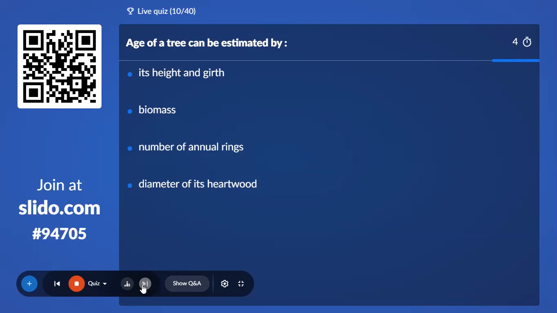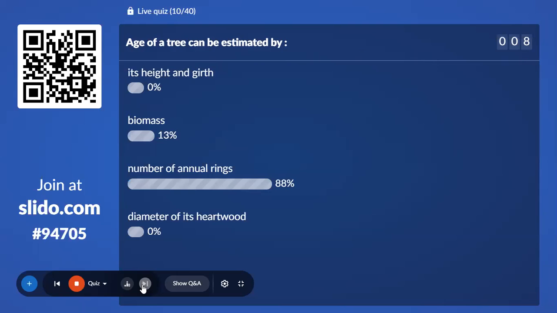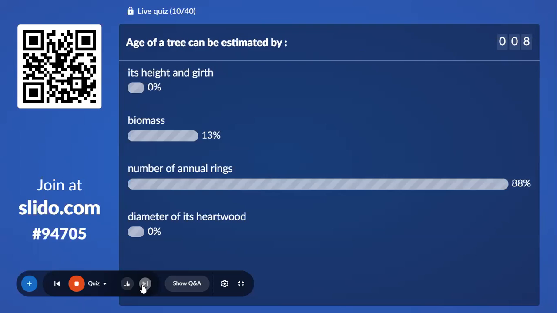In 5 seconds, you have the majority vote. 88% of you, I hope nobody would go with biomass also, because the correct answer is number of annual rings. How many annual rings are present? That determines the age of a tree. Such a simple question again, right? So you have the second leaderboard after this question on the screen.